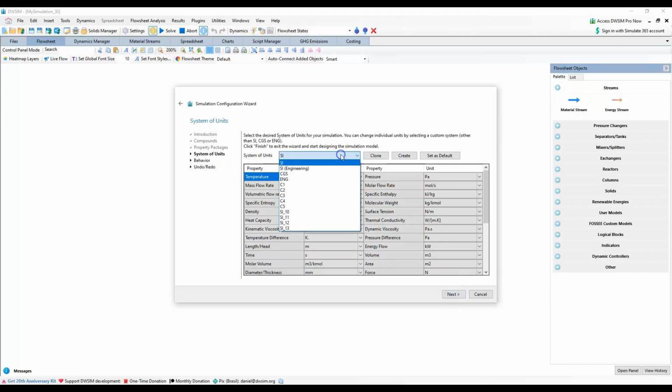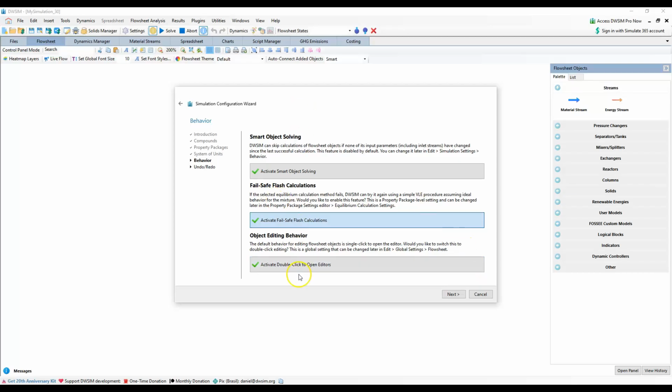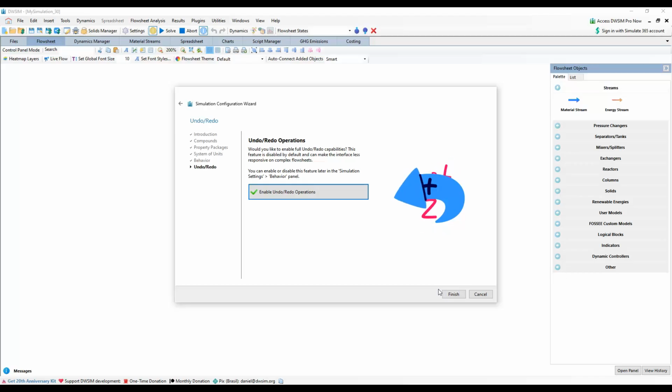Here I am just choosing the customize units, C5. I don't have to do anything else. Then I am clicking next. Here also I don't have to do anything for behavior, and undo redo I don't have to do anything. So I am clicking finish.